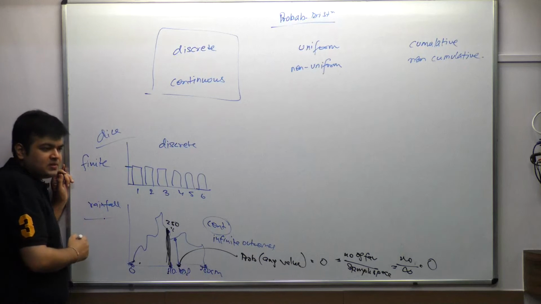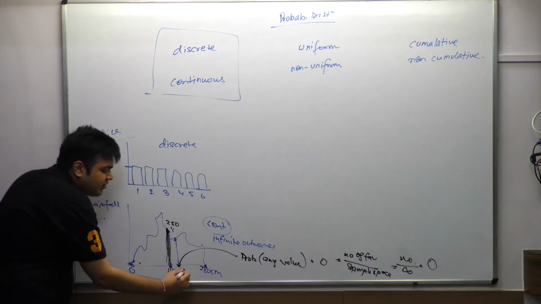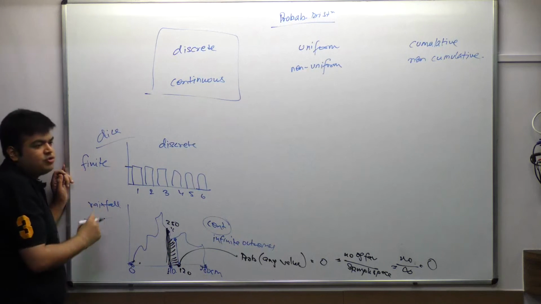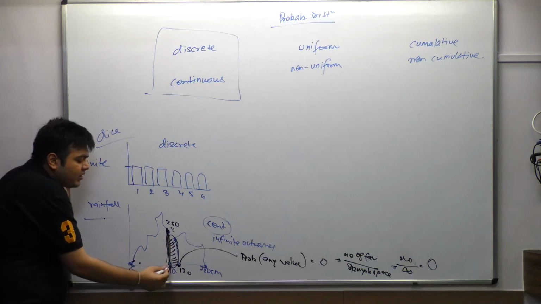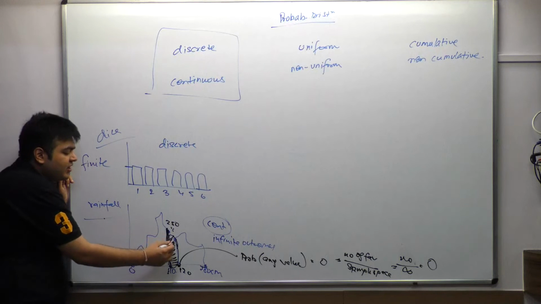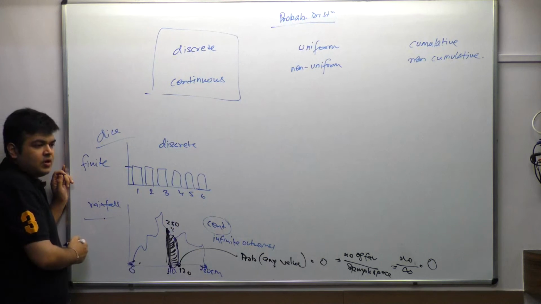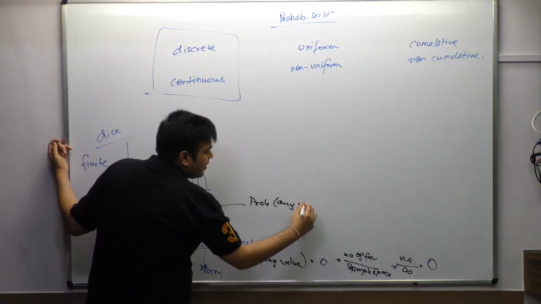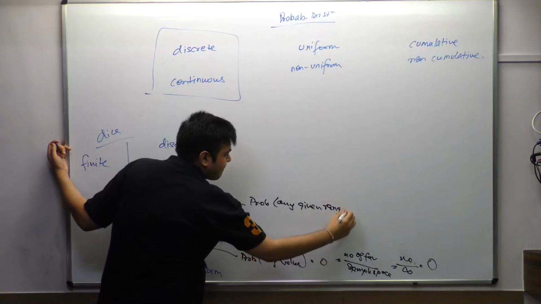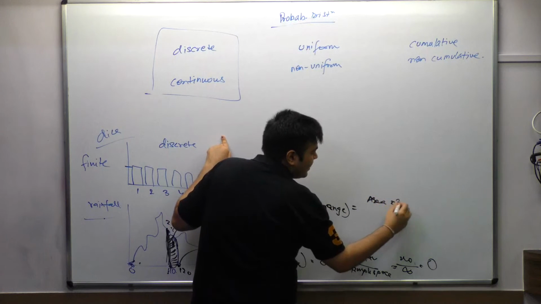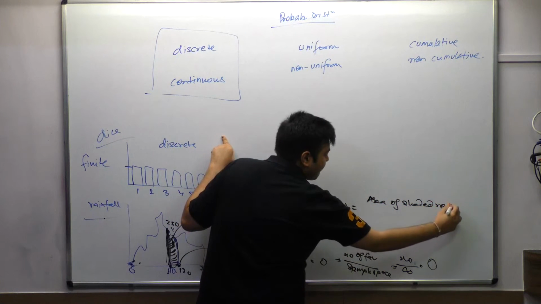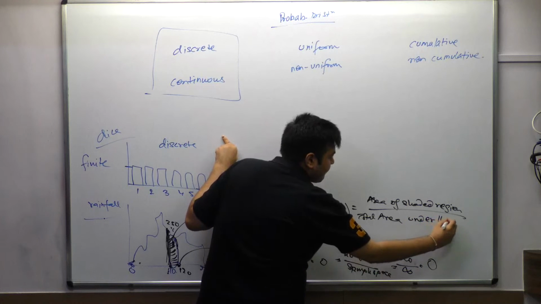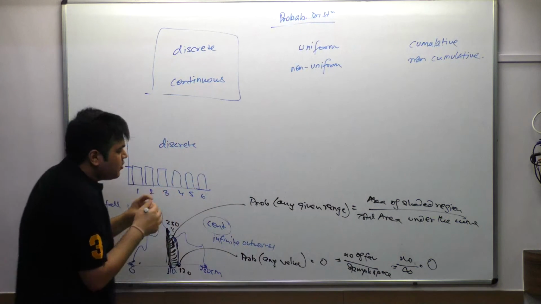So in this situation, say for example, this is 100 and this is 120. If you want to calculate a probability, the probability can only be calculated for a range. The probability of getting a rainfall between 110 and 120 is the shaded region's area divided by the total area under the curve. So the probability of any value is 0, but the probability of any given range is equal to the area of the shaded region by the total area under the curve. Are you understanding this?